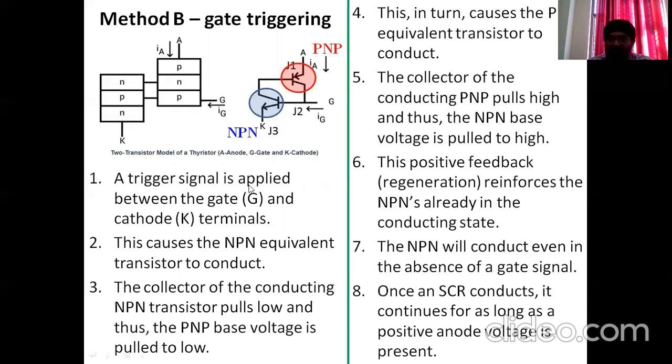Okay, so a trigger signal is applied between gate and cathode. Between gate and cathode, a trigger signal is applied. Means at the base and emitter terminals of the NPN device, just like a common emitter configuration of an NPN.